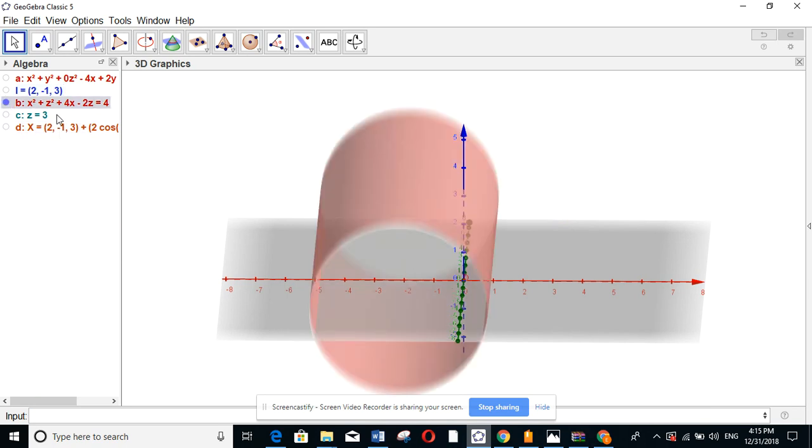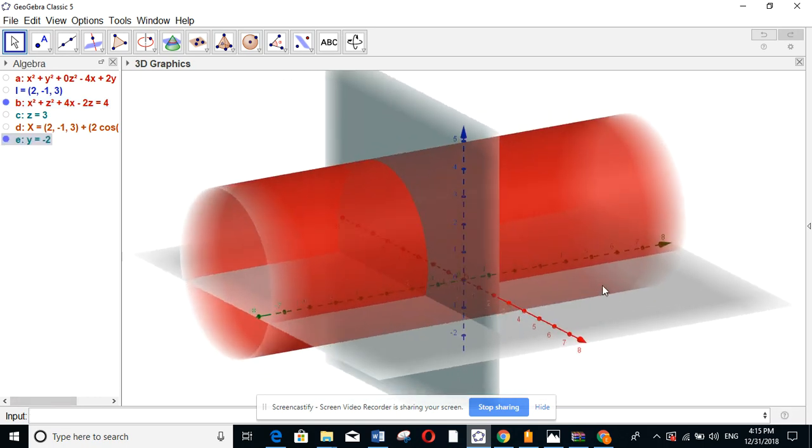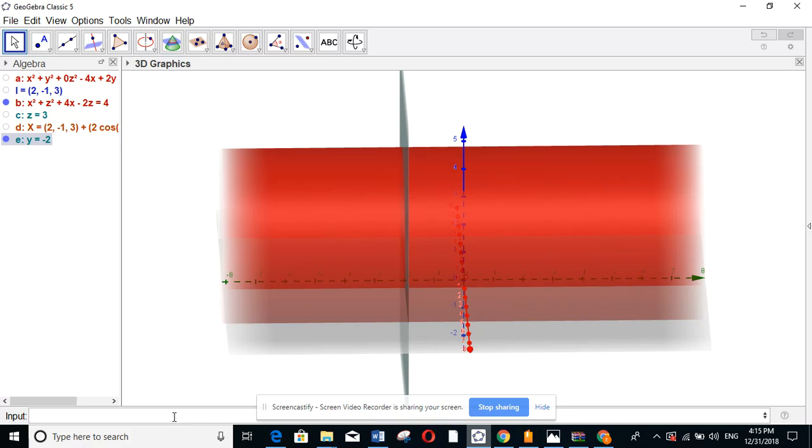In this plane, it's missing what? Y. So let me pick y equal -2. So this is y equal -2. The intersection between the two, as you can see, is a circle.